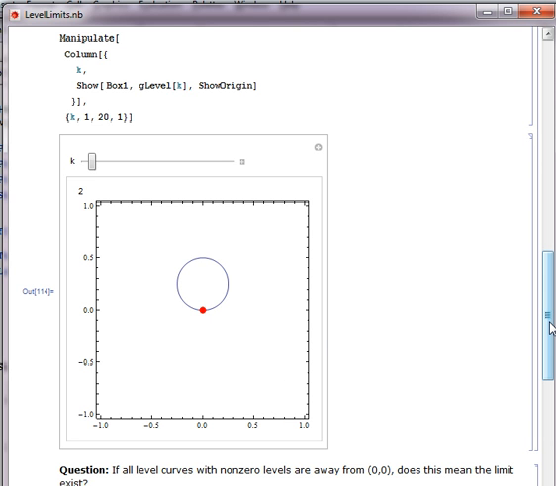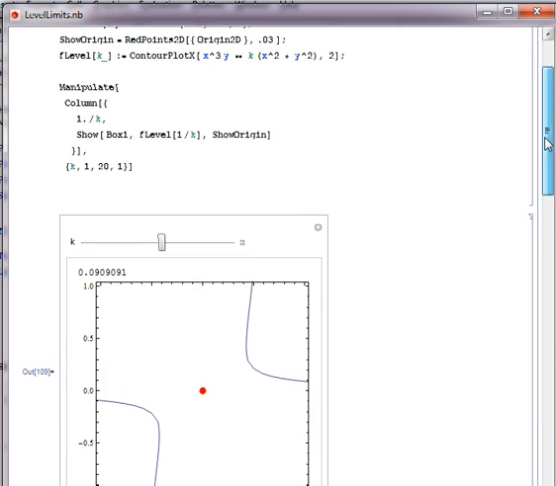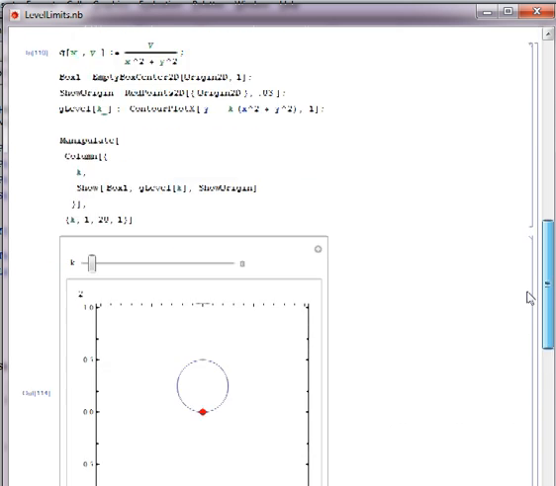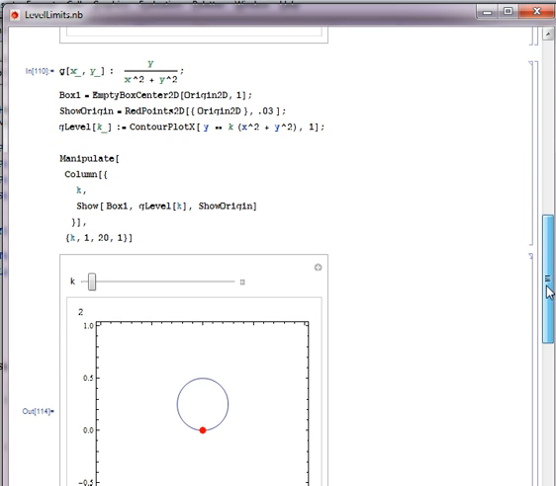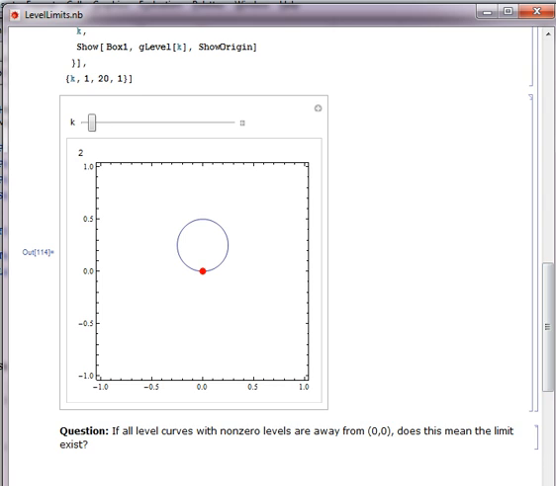So this is a demonstration of the behavior of the level curves in the cases where the limit exists and where the limit does not exist. This is not the way we prove it, but it is a good demonstration using these level curves.